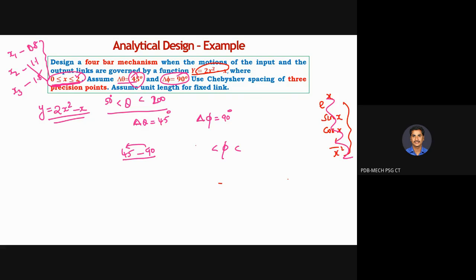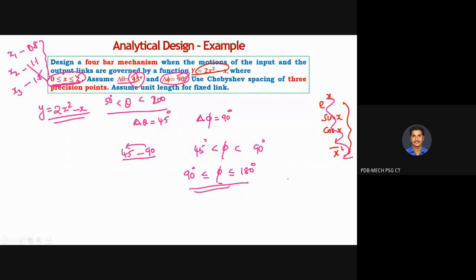So for example, we assume 45 degree to 90 degree. But here delta phi is given as 90 degree, so you can assume any initial value of phi and any final value of phi, but the difference between these two should be 90 degree. So let me take 90 degree as initial and 180 degree as final. So the difference between these two will be delta phi, that is 90 degree. Other than this, I did not find any difficulty in solving this problem.